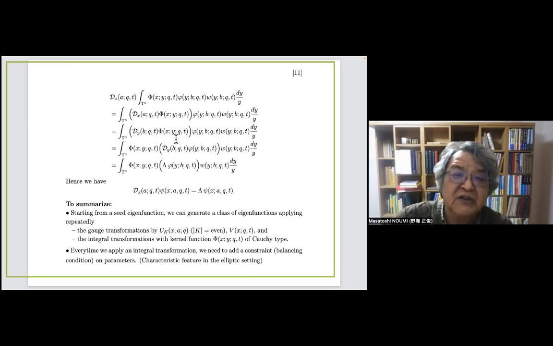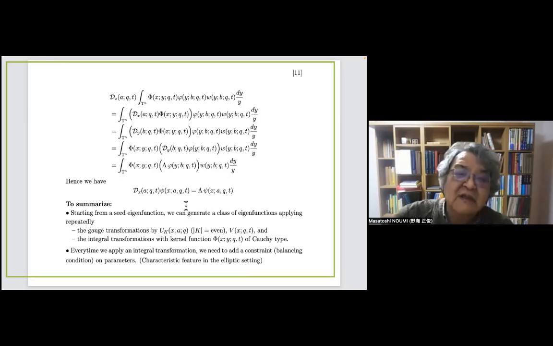This was the kernel function identity. Then, as I said, the van Diejen operator is self-adjoint with respect to this weight function. It means that you can move this operator to this phi side. But since phi is supposed to be an eigenfunction of the van Diejen operator, this is a constant multiple of lambda. So this means that the result of integration psi gives an eigenfunction with the same eigenvalue.